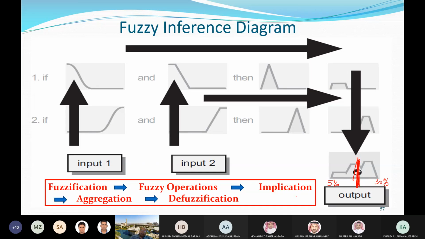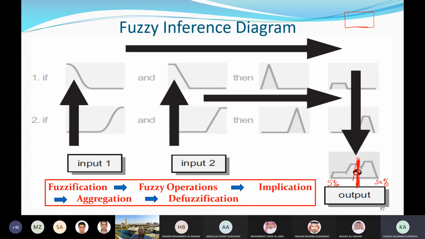Khalid Sulaiman? Yes, if I have a feedback system, can I, after defuzzification, take the output? I couldn't hear you well, Khalid. Can you repeat your question? Yes, Doctor. If I have a feedback control system, can I feed the output again to the input after the defuzzification? The output to the input? Yes, if it's a feedback, I have to do defuzzification. Then after that, it goes back.